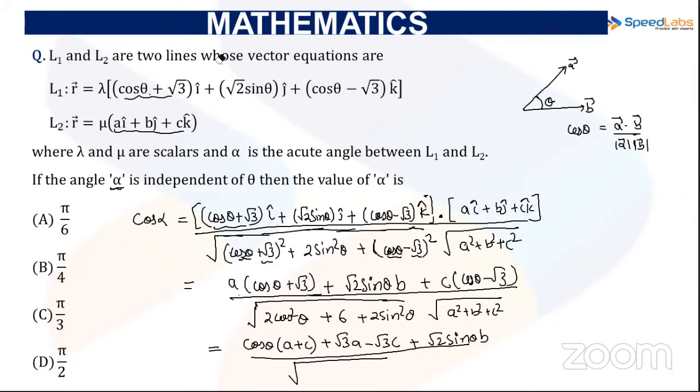Okay, so it has simplified quite a lot here. This will be 6 plus 2, that is √8, and this term a square plus b square plus c square. Now this is your cos alpha. All right, this is your cos alpha.